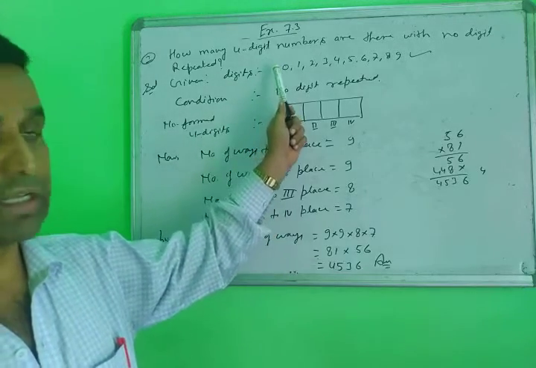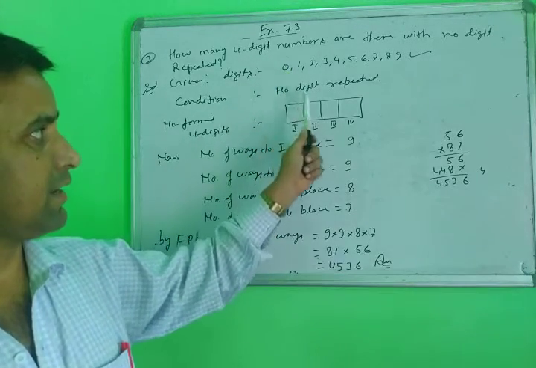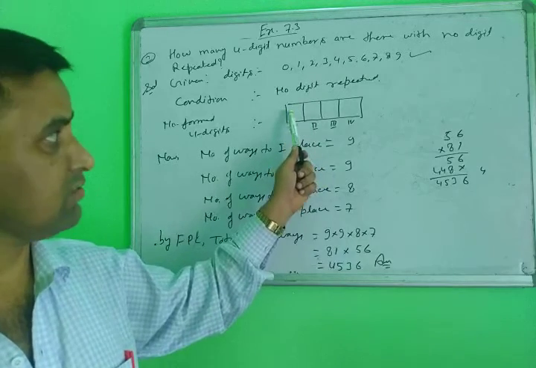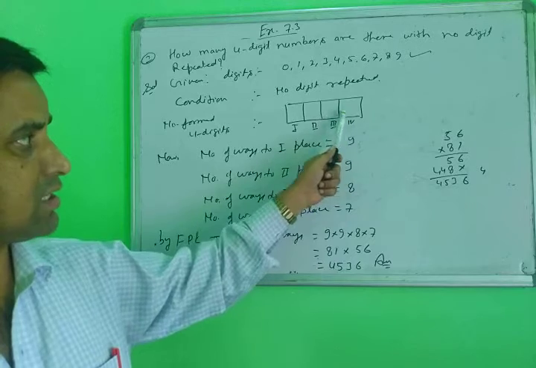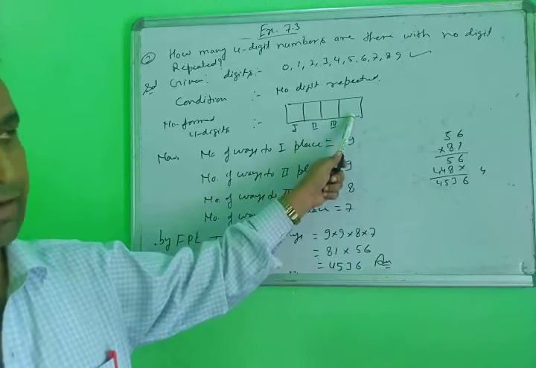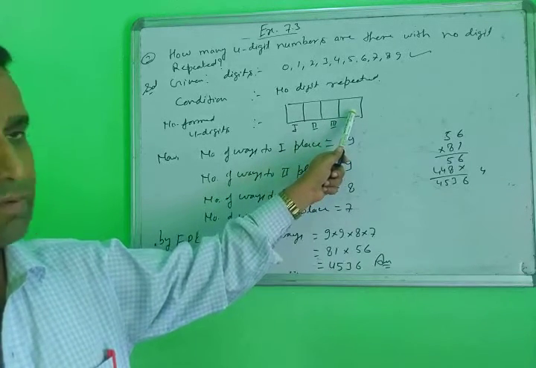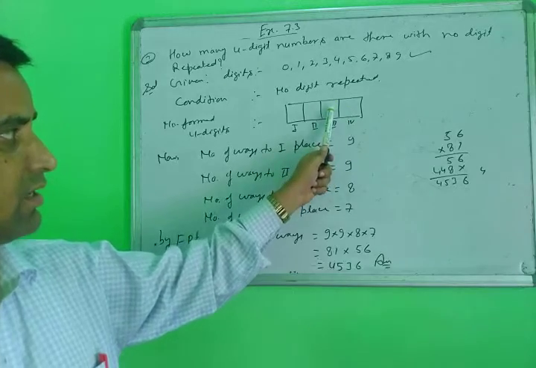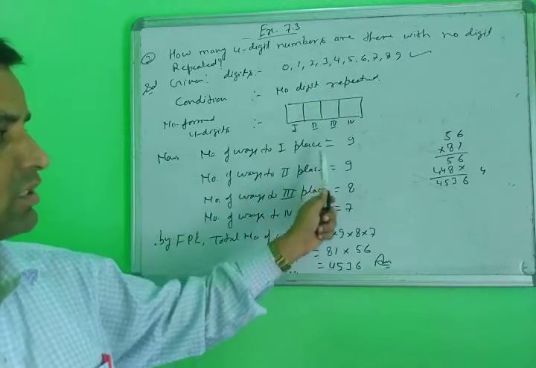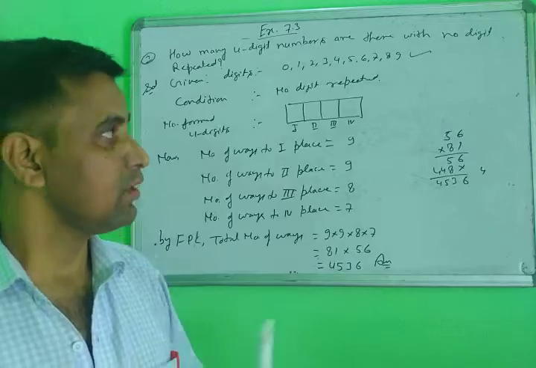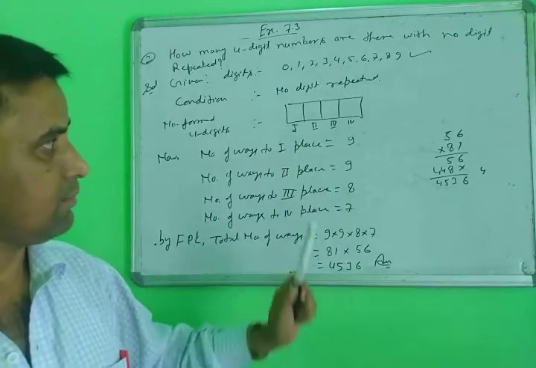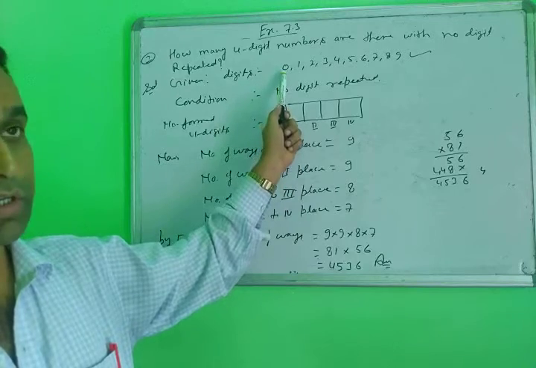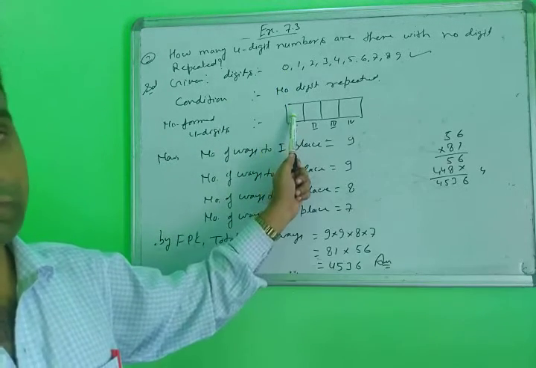Suppose 0 is included here, then you will not fill it in the first place. Don't write in this way. Suppose you write in this way, then you have a choice of 10. If you start from here, you have a choice of 10, 9, 8 and 7. The answer will become wrong. You fill this place first, then your answer will be correct, because 0 is included here. The 0 will not be right in the first place.